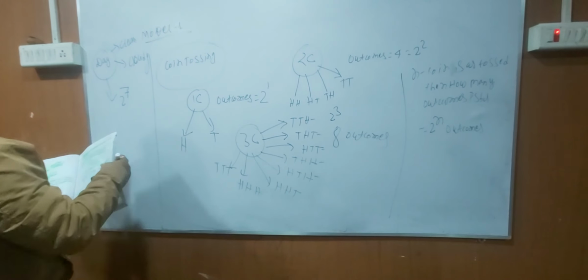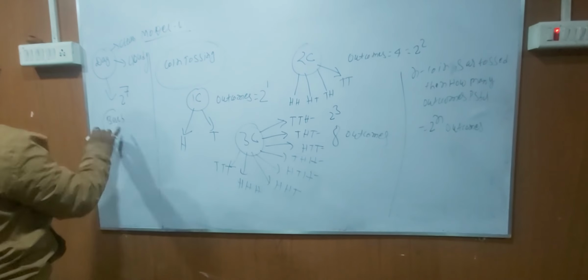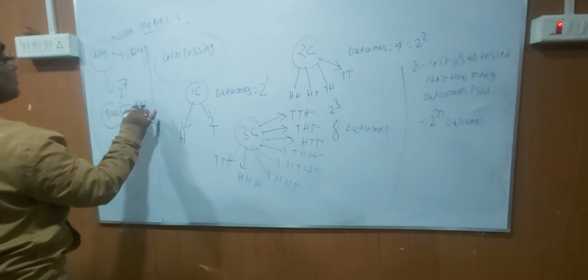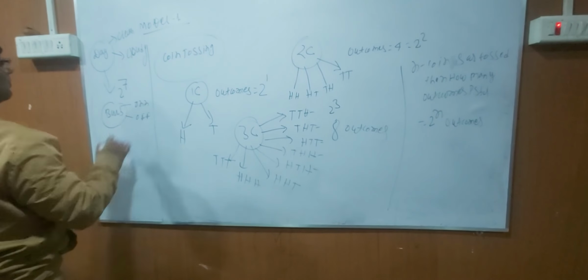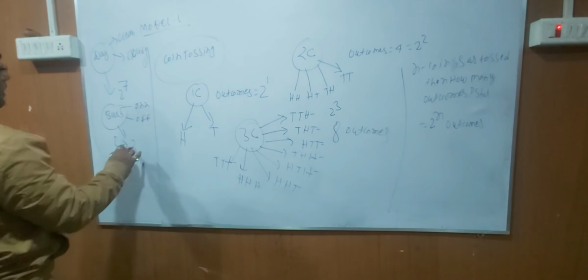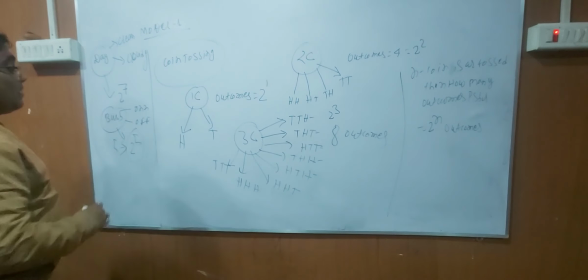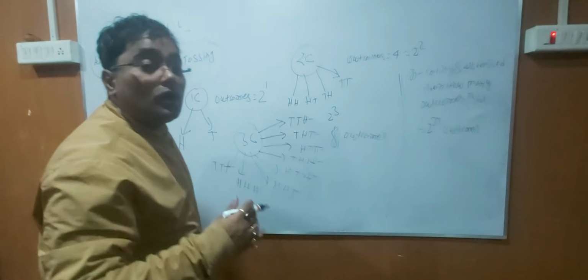Okay. Like bulb. We can on the bulb or off the bulb. Then if we have 5 bulbs, then how many outcomes are possible? 2 to the power 5. Means in 2 to the power 5 ways we can on or off the bulbs.